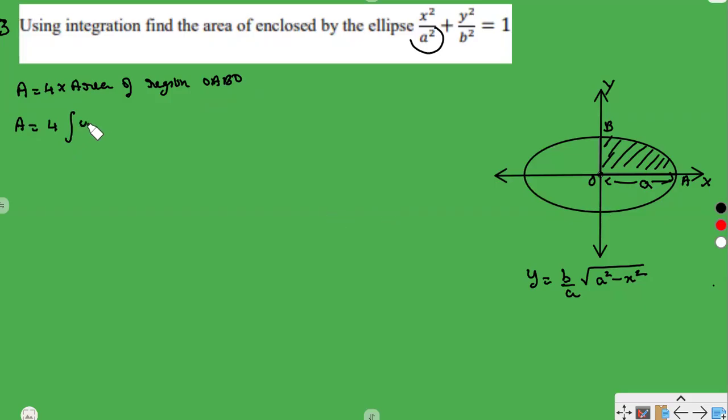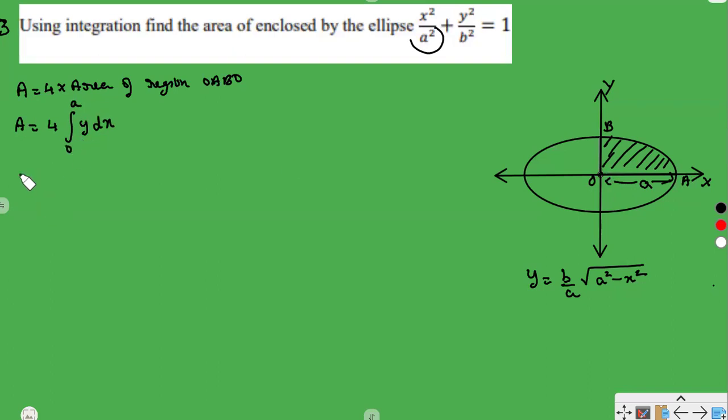This area is integral y dx, but I have to say the limits of it. For the shaded region, where is the starting point and where is the ending point? It starts from x equals 0 to x equals a. This distance is a, this is 0 to a. So write 0 to a.